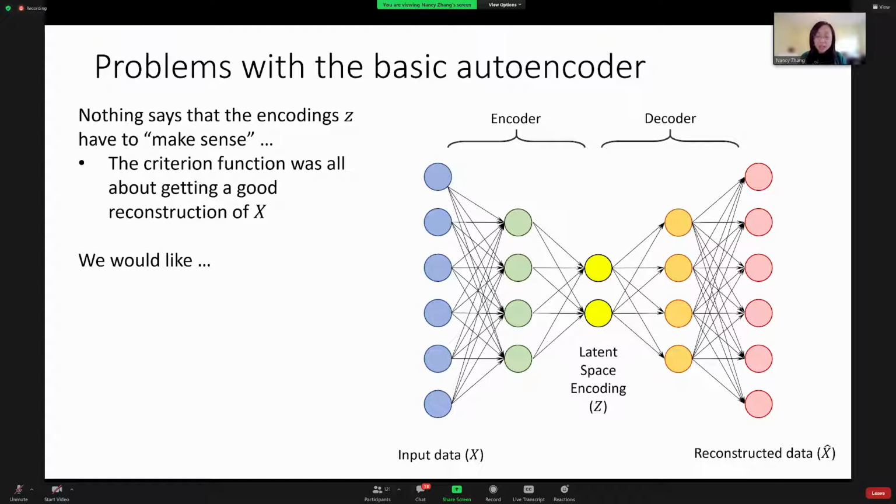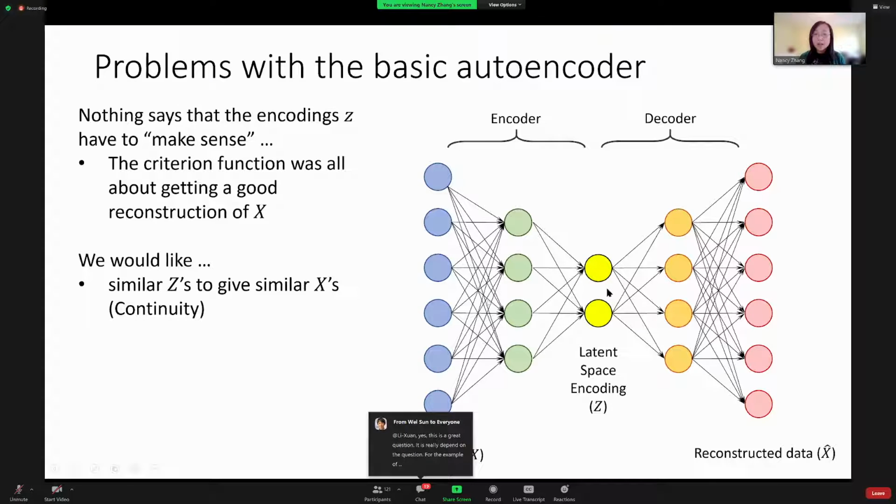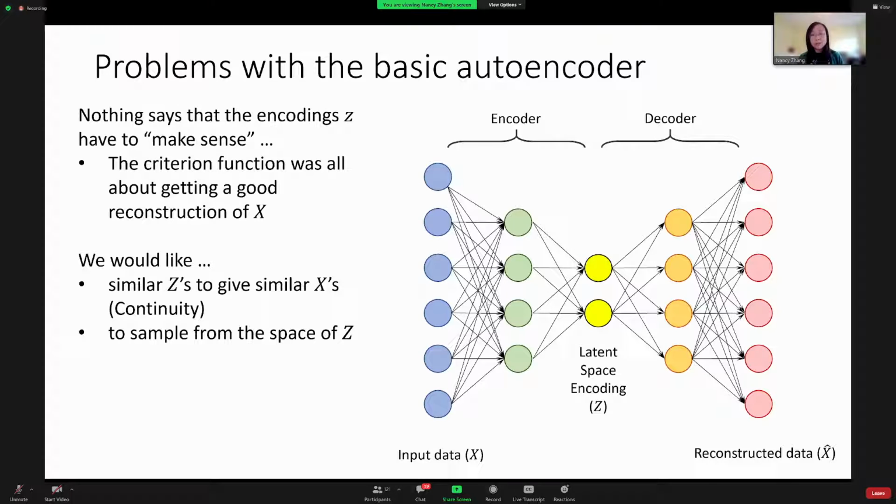So what we would like to do is to interpret the latent space. We would like to have, for example, Z values, embeddings that are close to each other mapping to similar X's. That's what we call continuity. We would also like to be able to sample from the latent space, and you will see examples in the single cell literature where that makes a lot of sense. And then you want to do algebra on Z, say, for example, linear shifts in Z, and I will show you examples in single cell data where we want to do that.